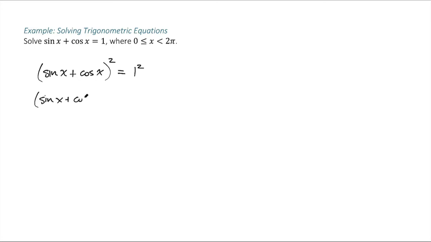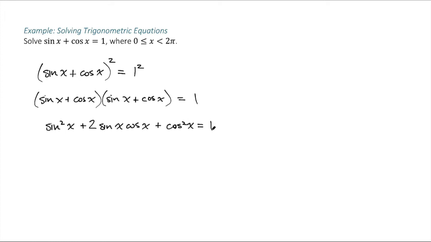I'm going to write this out as the two things that it is. So sine x plus cosine x times sine x plus cosine x. And then distribute. So sine of x times sine of x is sine squared of x, plus I've got sine of x times cosine of x, and then another sine of x times cosine of x. There's two of them. And then plus cosine times cosine, which is cosine squared, equals 1.